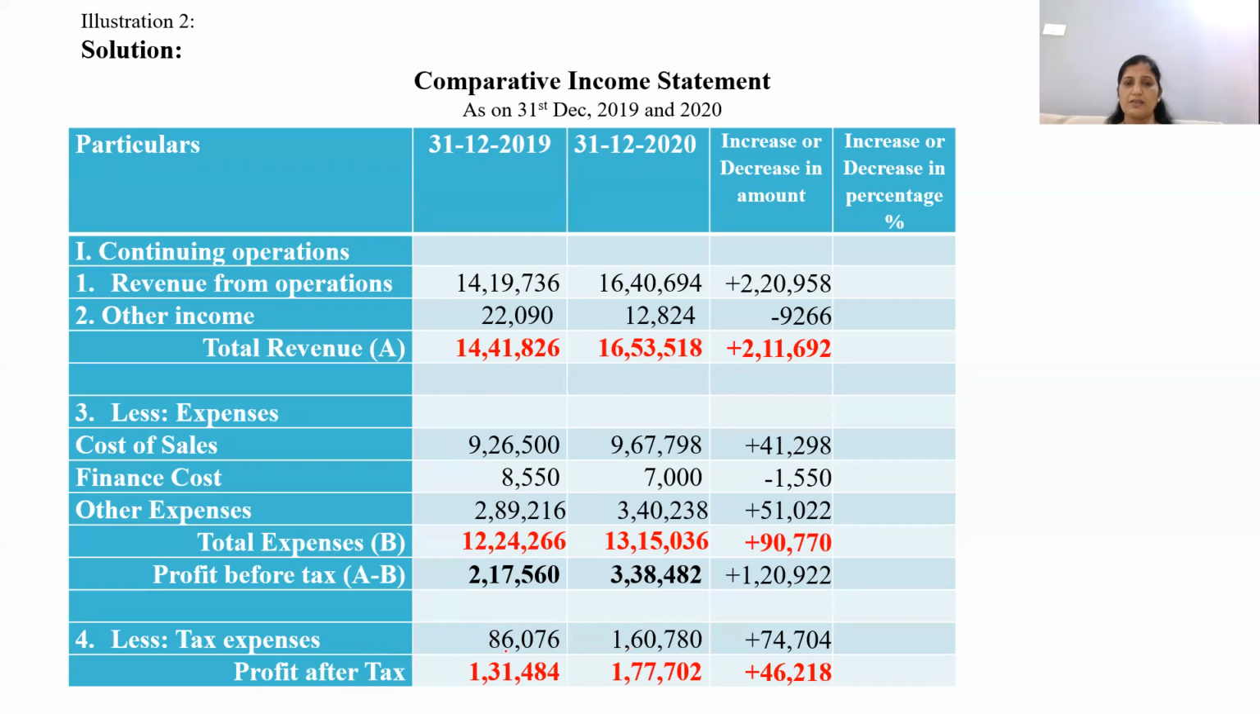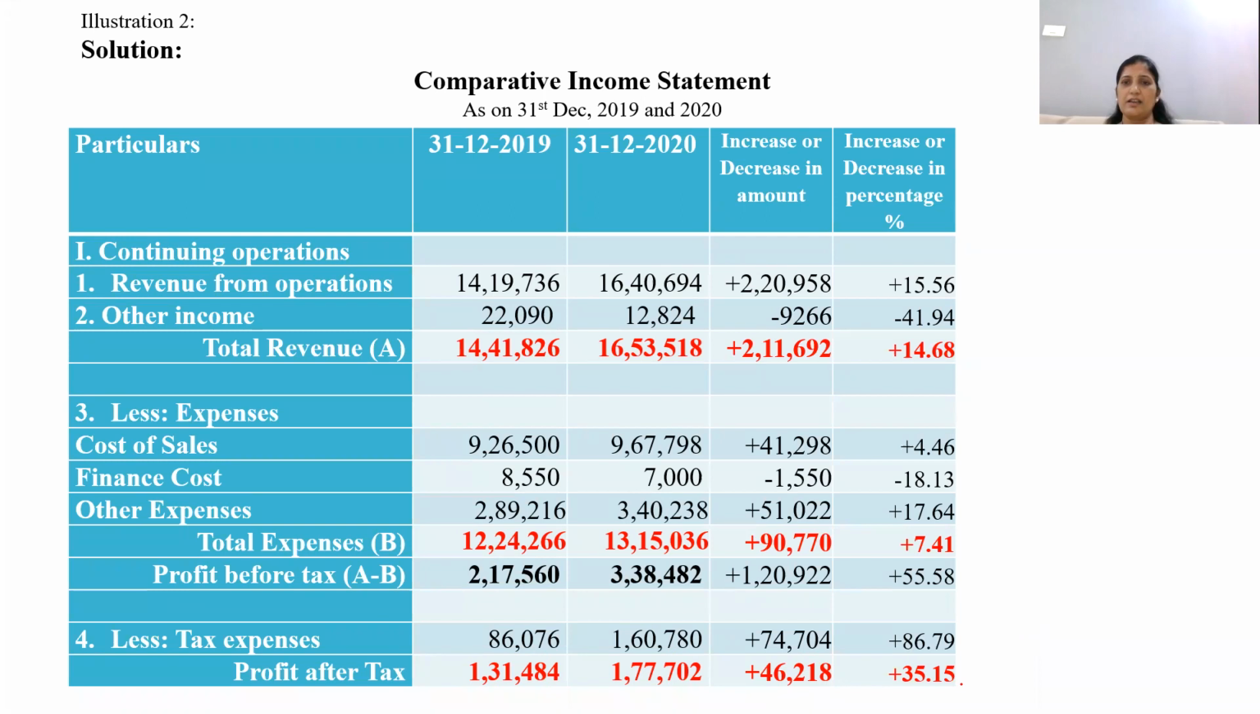Similarly, taxes 1,60,780 minus 86,076. You will get plus 74,704. Profit after tax 1,77,702 minus 1,31,484. You will get plus 46,218. Okay, hope all of you have got this.